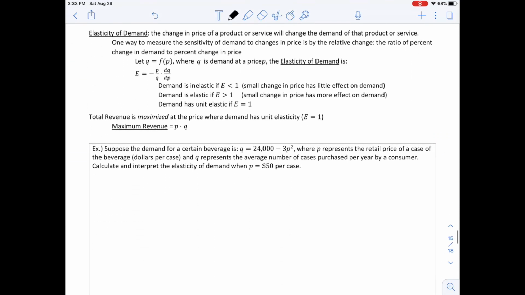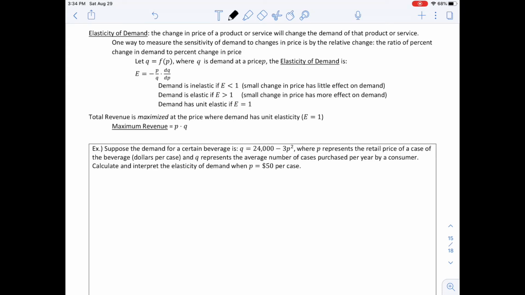The next thing that we have is the elasticity of demand. The change in price of a product or service will change the demand of that product or service. One way to measure the sensitivity of demand to change in price is by relative change, the ratio of percent change in demand to percent change in price. Let Q equal f of P, where Q is demand at price P. The elasticity of demand is E equal to negative P over Q times dQ/dP, so the derivative of Q with respect to P.